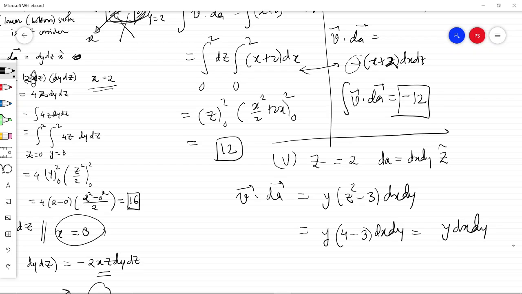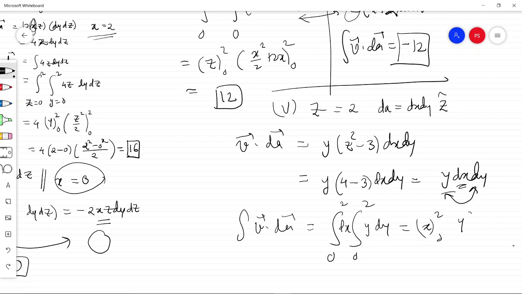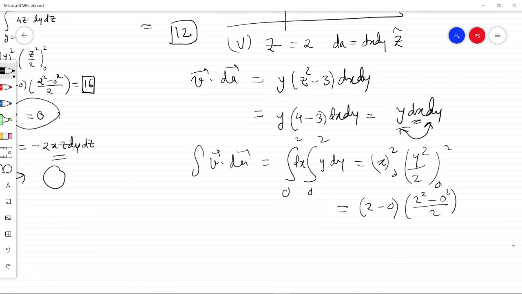Right. So the integral of v bar dot dA bar is now the integral of dx times the integral of y dy. So y dy is integrated from 0 to 2 and dx is integrated from 0 to 2. So we have x between lower limit and upper limit, and y squared by 2, the integral of y, between lower limit and upper limit. So we are left with 2 minus 0 into 2 squared minus 0 by 2. So this is equal to 4.